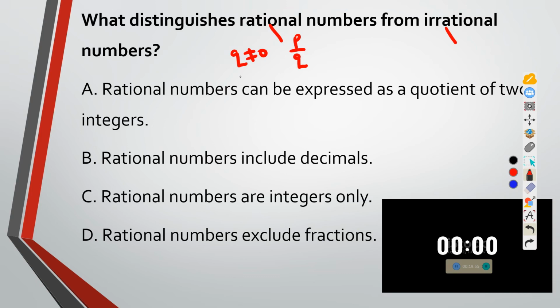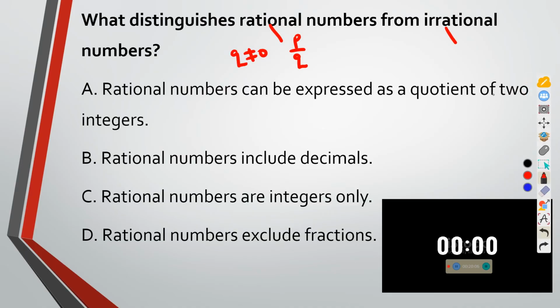When we look at these options, option A is correct because it says rational numbers can be expressed as a quotient of two integers, which is true. This is a defining property of rational numbers. Then option B says rational numbers include decimals. This is incorrect because both rational numbers and irrational numbers have decimal representations. So this one will be out.